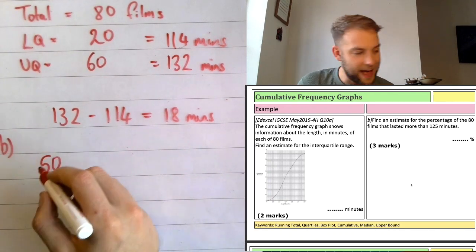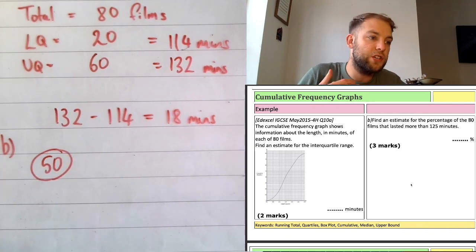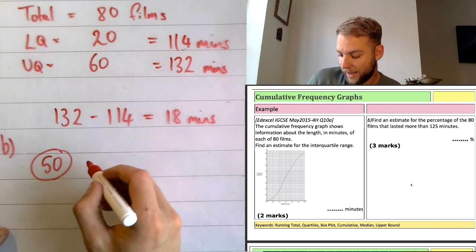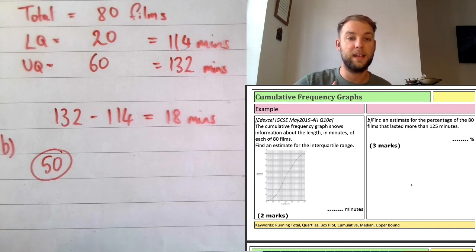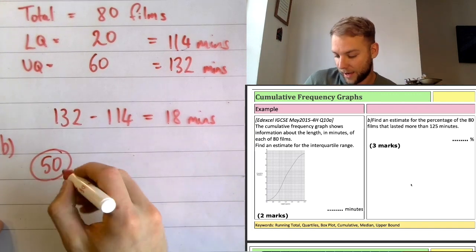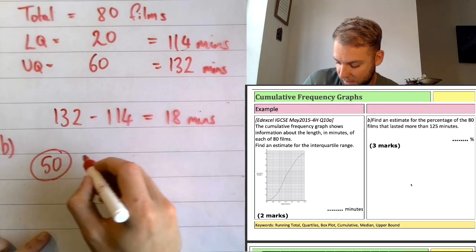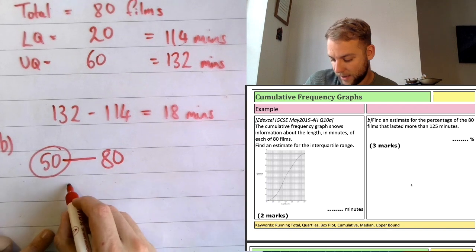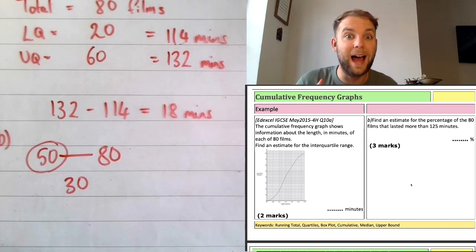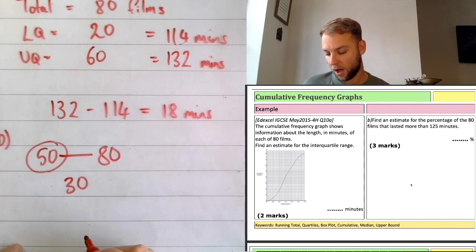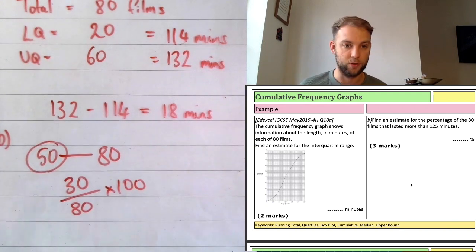Now remember, it's the films which are more than that. So 50 is the amount which are below that. If you want to see the amount which are above that, I need to do 80 take away that. So between 80 and 50, like we did in question 2, which I know is 30 films. Okay? So then I need to work it out as a proportion and write it as a fraction. So it's going to be 30 out of 80 times by 100.